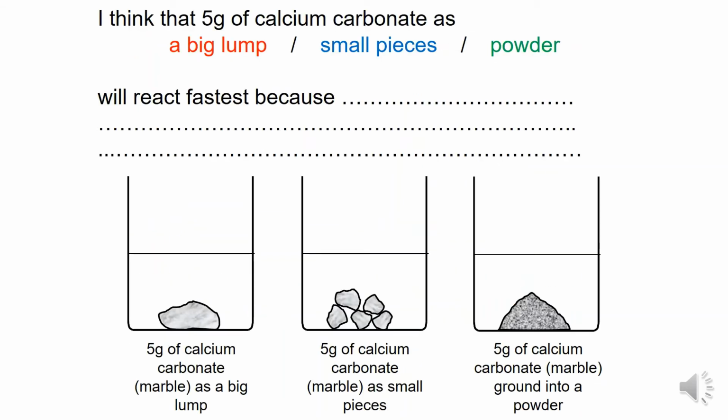So a little bit of a copy and complete now. This is fairly simple, but I just want you to make sure you've got some notes written down. So I think that 5 grams of calcium carbonate as a big lump, small pieces or powder, choose the right one, will react fastest because, and then I'd like you to complete the sentence making sure that you use the sensible collision theory terminology that we've been using so far. So pause the video and copy and complete.